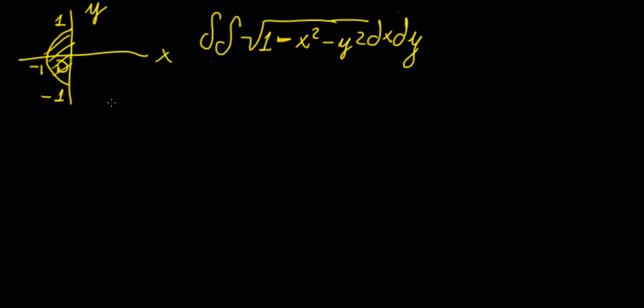Alright, so welcome to another video on polar coordinates. In this video, we're going to be looking at this particular problem, where we have a semicircle that goes from the top of the y-axis to the bottom of the y-axis. So it covers the second and third quadrant on our xy plane.